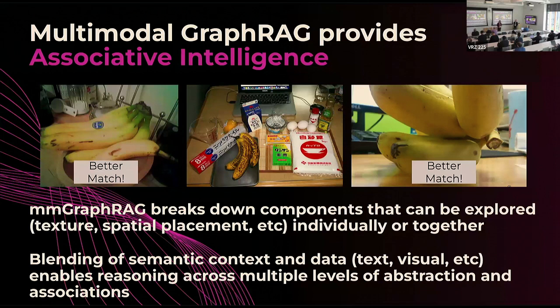But when you bring in multimodal GraphRAG and you're able to look at the images and the components within the image, you get much better results. And that's because multimodal GraphRAG, someday we'll have to come up with a better term for that, breaks down these components so that we can explore them either individually or together in regards to texture, in regards to spatial placement and quality, how busy is the image. So the middle one's got a lot more complexity, doesn't it? So we want to be able to look at those both individually and together and look at images that are similar, but also have some guiding characteristics as well.